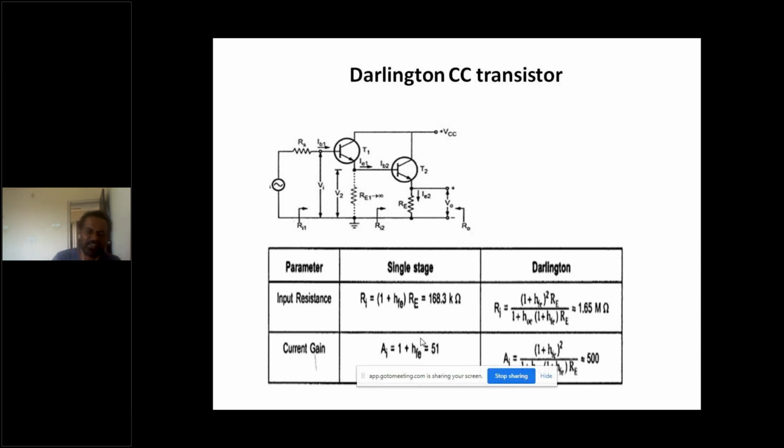There won't be much reduction in voltage gain. Even after cascading CC amplifiers, the voltage gain is certainly equal to 1, if you go for a number of stages. But current gain is also increased by a factor of 10. For a single CC, it is around 51. For two Darlington CC, this is the formula, and you get around 500. Please perform this analysis. This is very, very important.